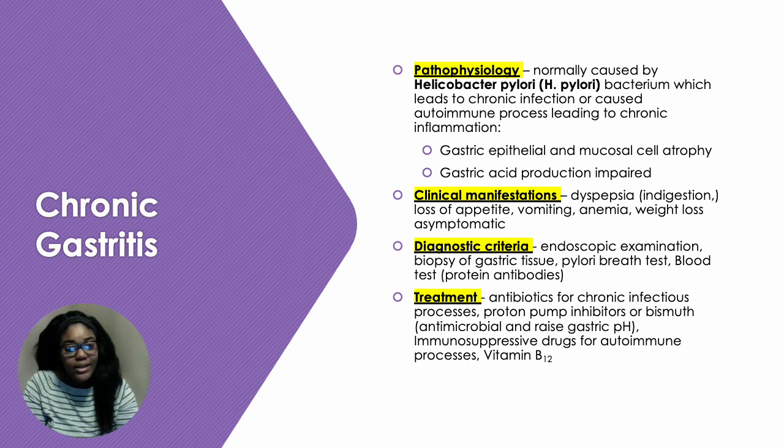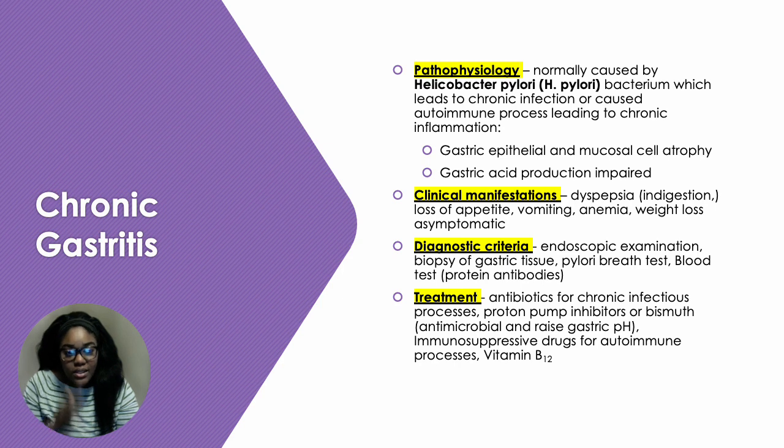So chronic gastritis differs from acute gastritis in that there is a causative bacterium or pathogen. That pathogen is called Helicobacter pylori, or H. pylori for short. And this bacteria proliferates in the gastric area. It lives on the epithelial and mucosal cells, and it causes them to atrophy. So again, this is a chronic infection.